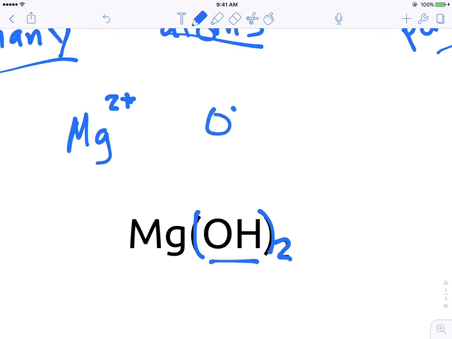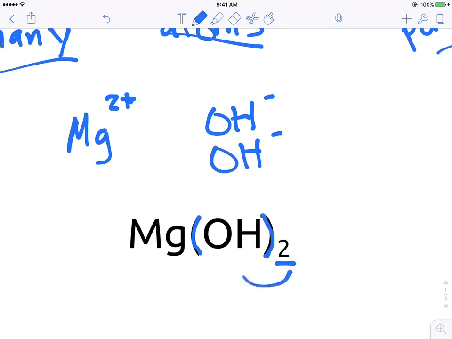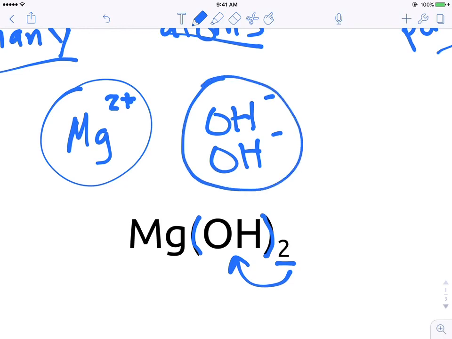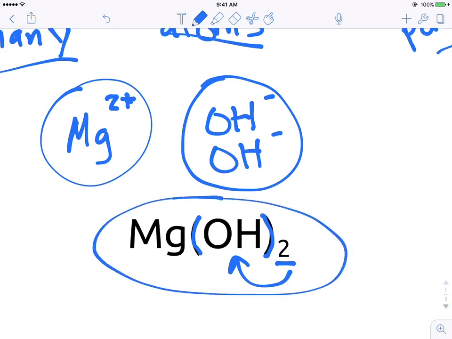So what I have is an OH polyatomic ion with a -1 charge, and I have a second OH polyatomic ion. And I know that because of the 2 outside of the parentheses, saying that I have 2 of everything inside of the parentheses. So I have my positive 2 charged magnesium, and I have a total of 2 negative charges with the 2 hydroxide ions, so I can form an ionic compound of magnesium hydroxide.